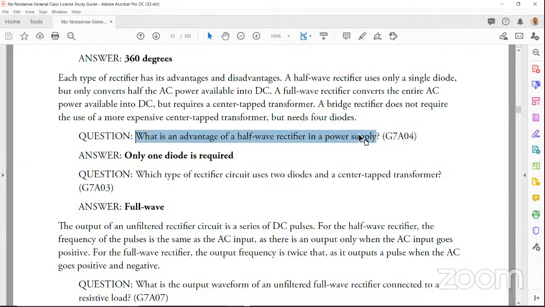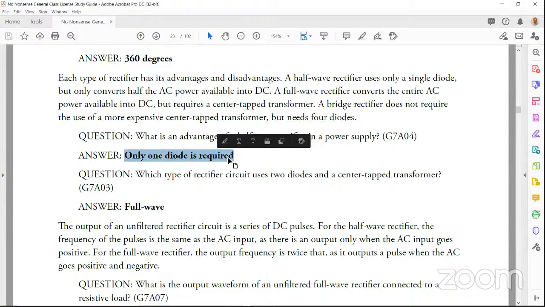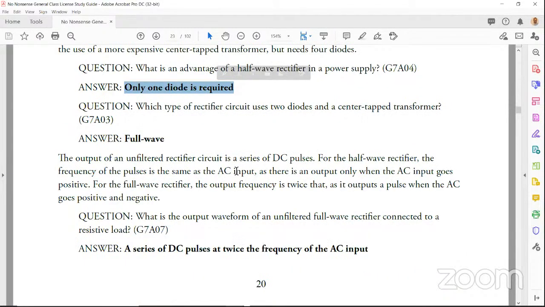Next question in the question pool. What is an advantage of a half wave rectifier in a power supply? So let's break that question down. What are they asking us? They're asking for an advantage. But an advantage of what? For a power supply, the use of a half-wave rectifier. And if you recall, we went through the half-wave, the full-wave, and the bridge rectifiers, and we said that a half-wave rectifier uses only one diode. So that's the advantage.